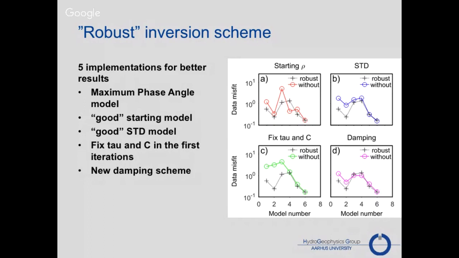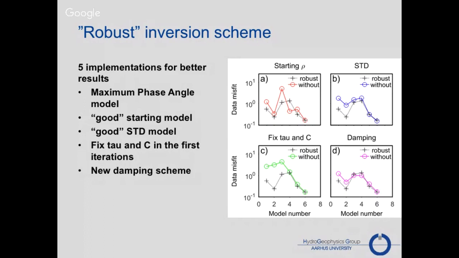So if you had kept M0 as a parameter, chargeability, then when that becomes small, you have no sensitivity whatsoever to tau and C. Yes, that's clear. If there is no chargeability, there is no tau and C. Right. Okay. So how does going to the maximum phase angle actually work?